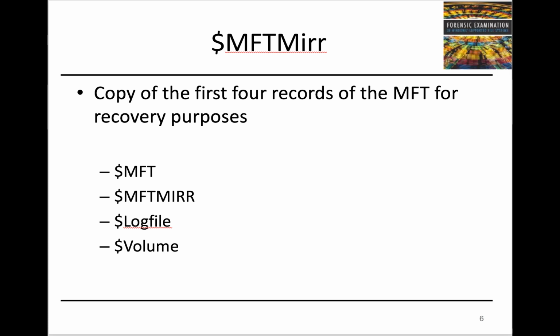Now we have what's called the MFT mirror, and this is a copy of the first 4 records in the MFT. So the first entries in the MFT are for the MFT itself, for the mirror, for a log file, and for the volume. These first 4 records in the MFT are backed up into a file called the MFT mirror, because these are the most critical files that we need to have in order for the file system to be recognized.